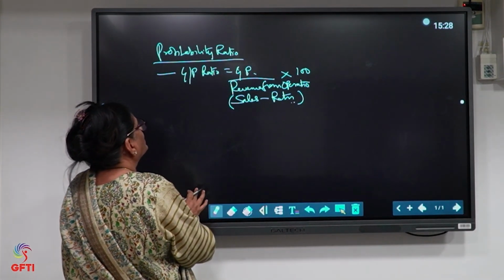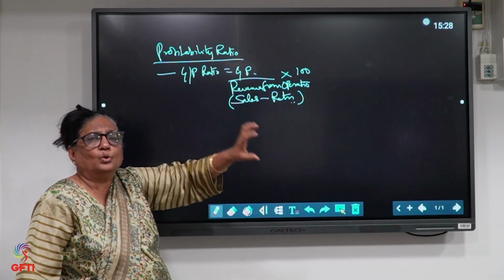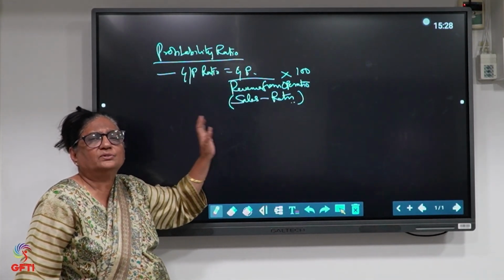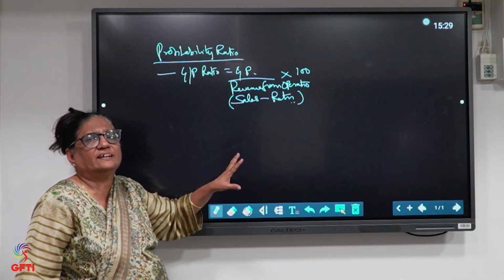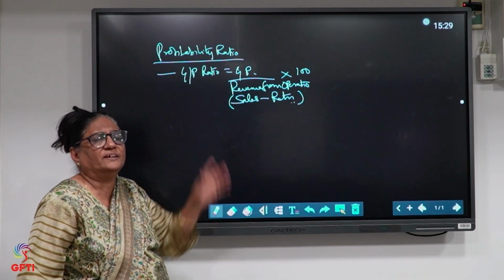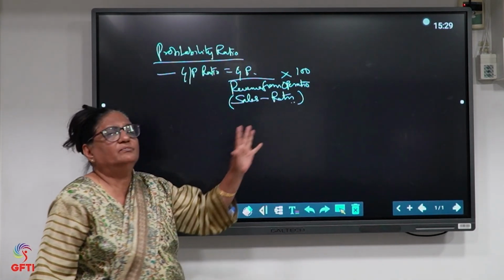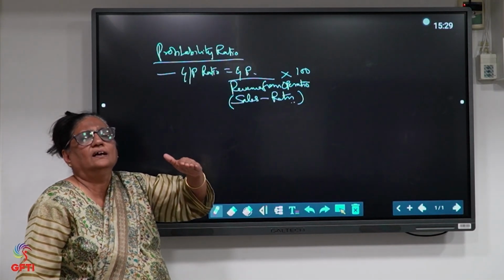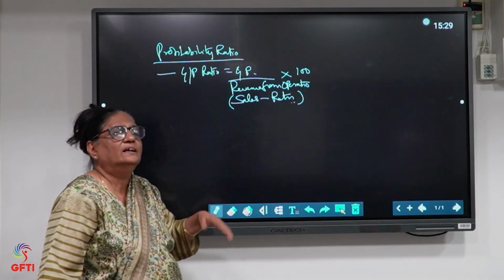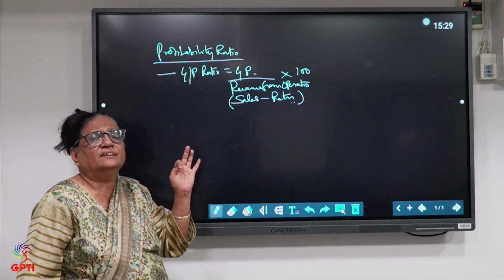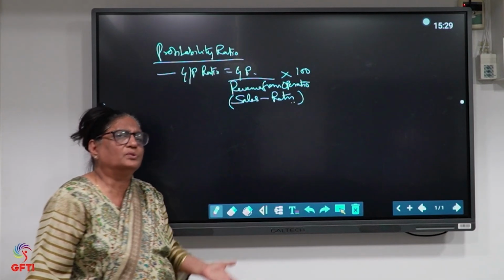So how to get this gross profit? When we prepare the trading account, you take your sales, closing stock, minus your opening stock plus purchases, less return, plus direct expenses, and you arrive at the gross profit. Otherwise, if they give you a statement, you take sales minus all those other items. Opening stock plus purchases, less return, plus direct expenses, minus closing stock gives you the cost of goods sold.